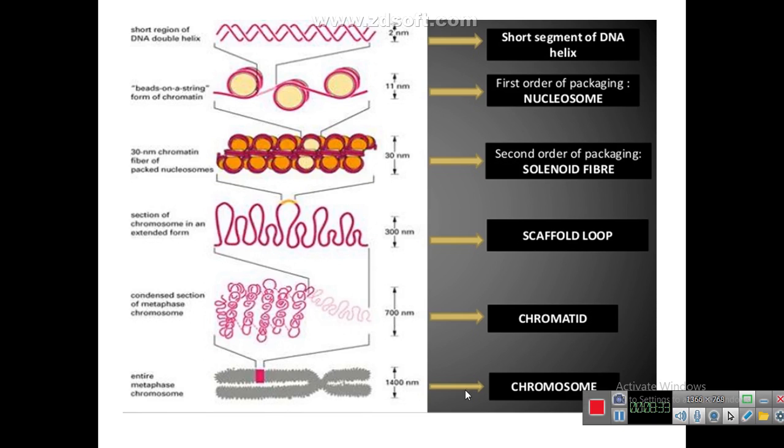And then this is the scaffold loop. These are the non-histone proteins that play a role in the organization and compaction of the chromosome. And this is the structure of the complete chromosome, centromere and chromatid or arms.